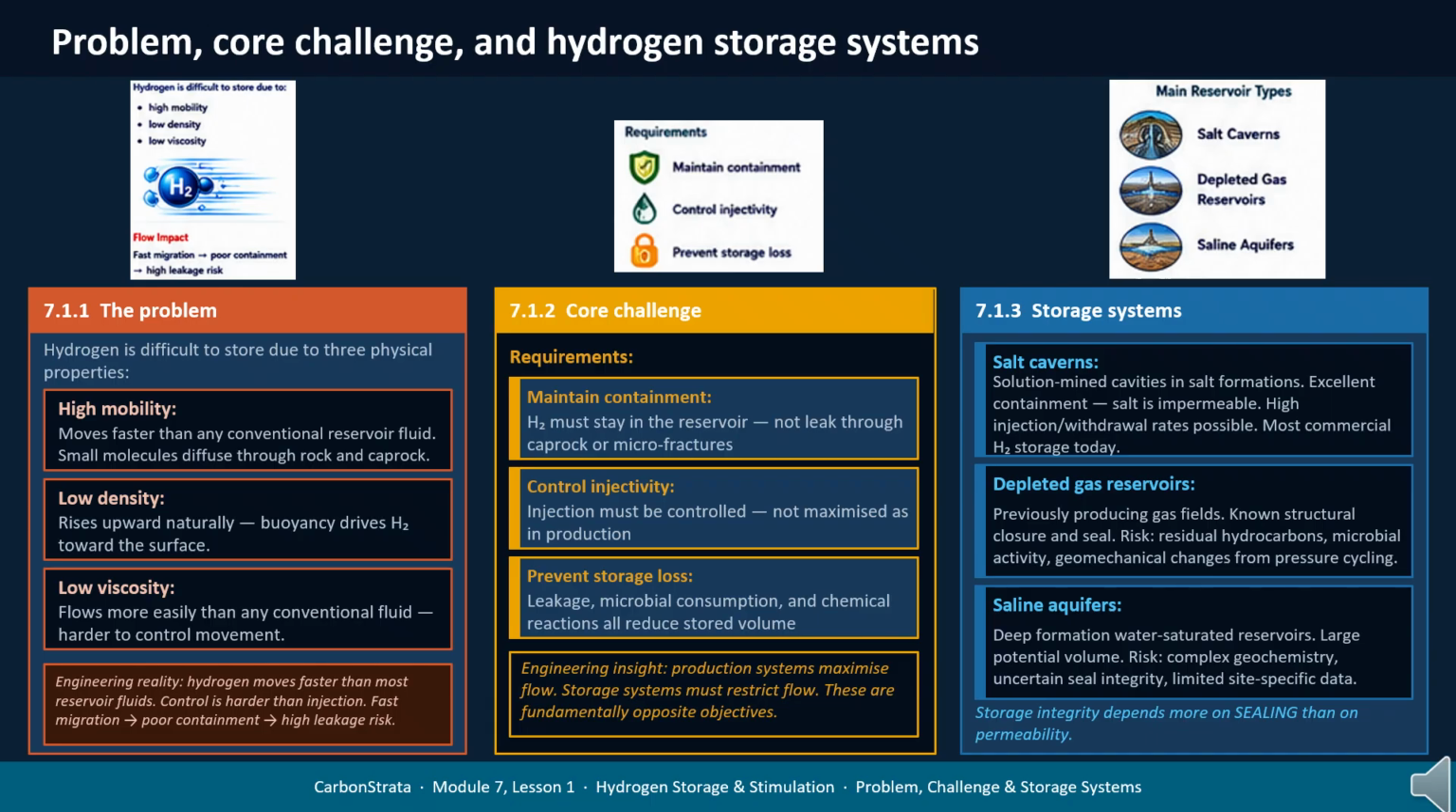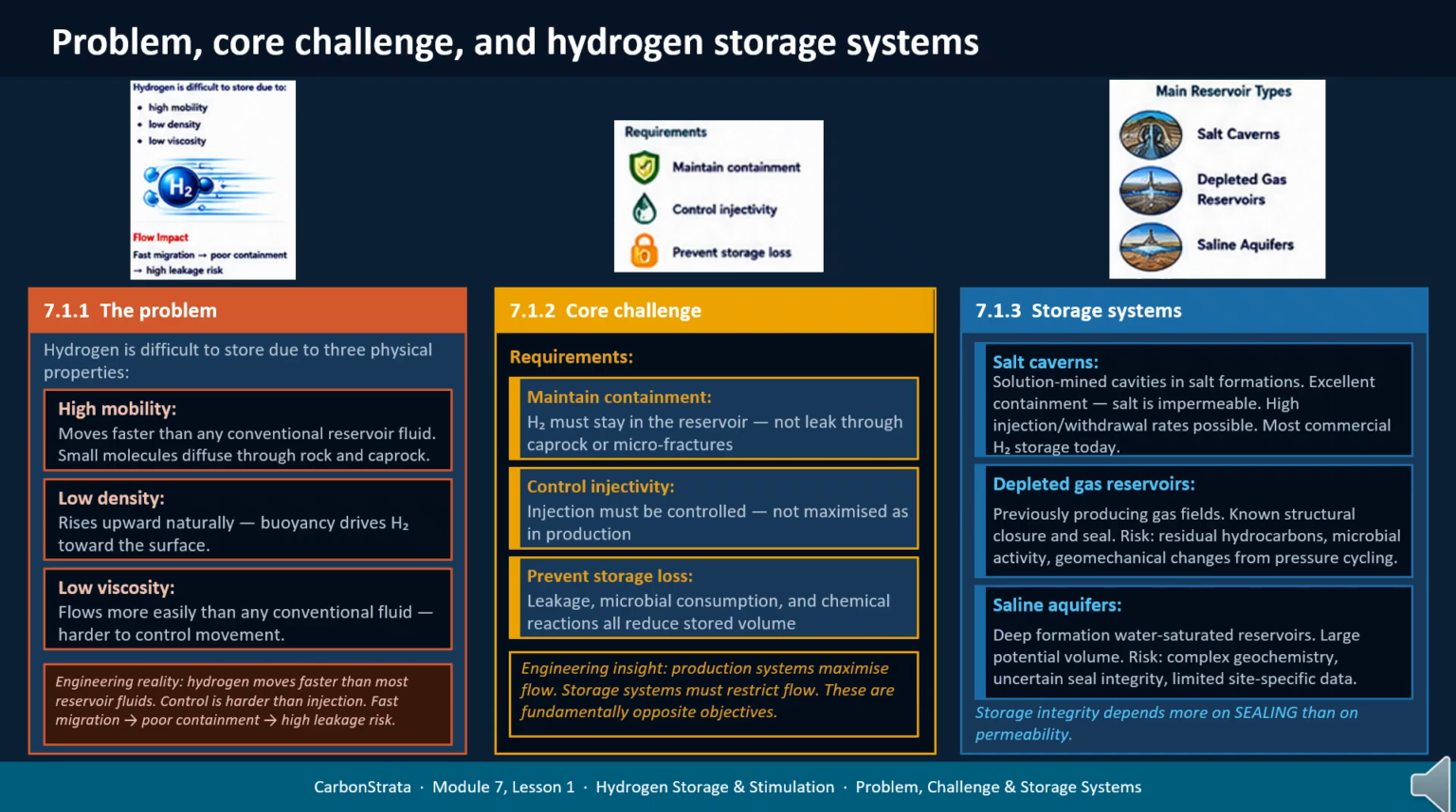Second, hydrogen has very low density. It rises naturally. Buoyancy drives it upward continuously. This means containment is always under stress. Third, hydrogen has low viscosity. It flows easily and follows the highest permeability pathways. As a result, flow becomes unstable and difficult to control. When you combine these effects, diffusion, buoyancy, and flow all act together. Hydrogen does not stay where you put it.